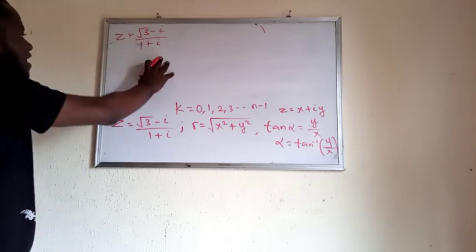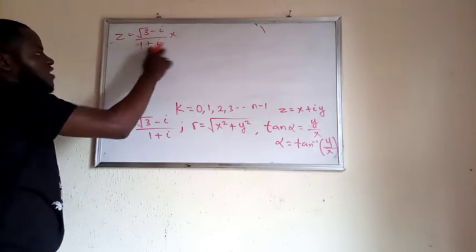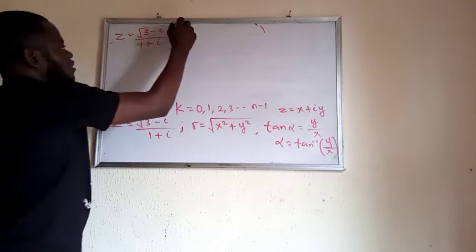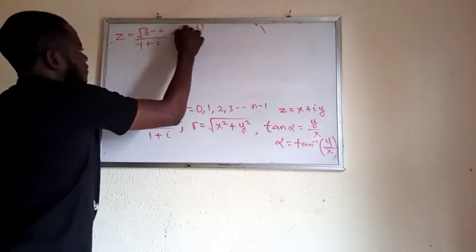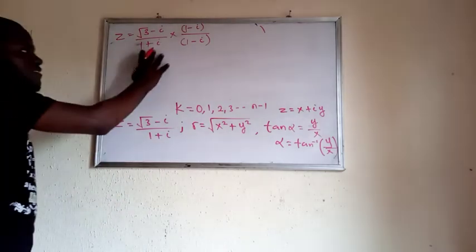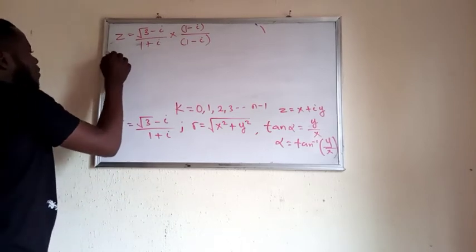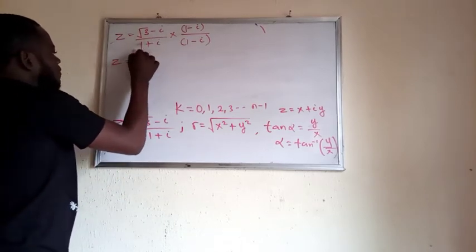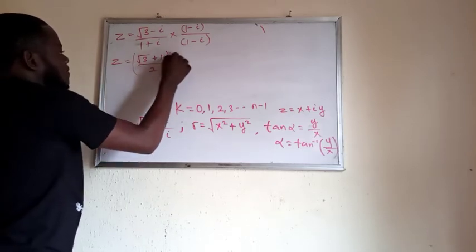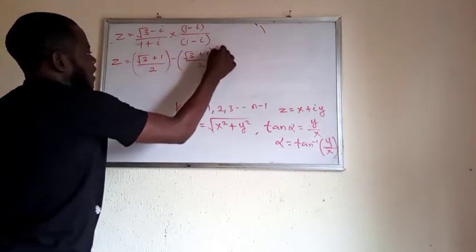If we are to rationalize, we multiply both numerator and denominator by the conjugate of the number at the denominator. So the conjugate of 1 plus i is going to be 1 minus i. So we are multiplying both numerator and denominator by this. When we do this, we have z becoming (the square root of 3 plus 1) over 2, minus (the square root of 3 plus 1) over 2 times i.